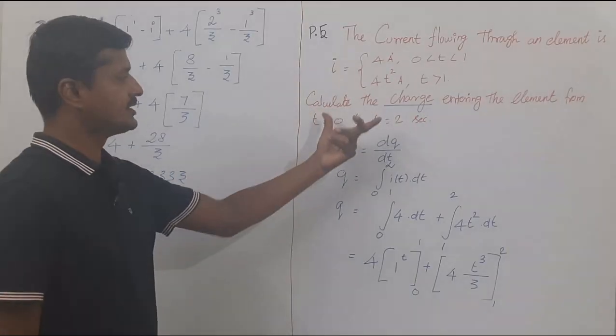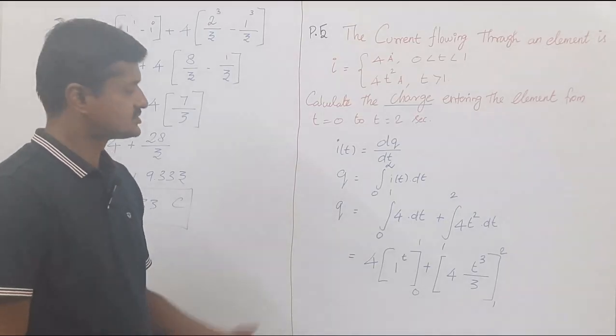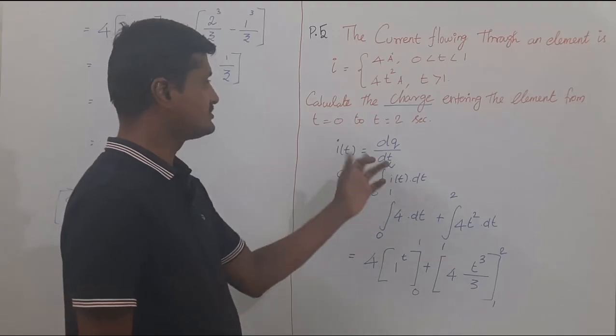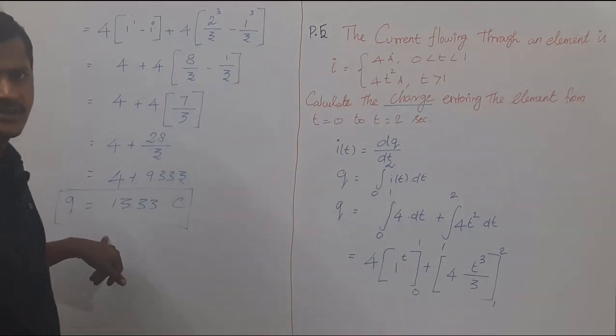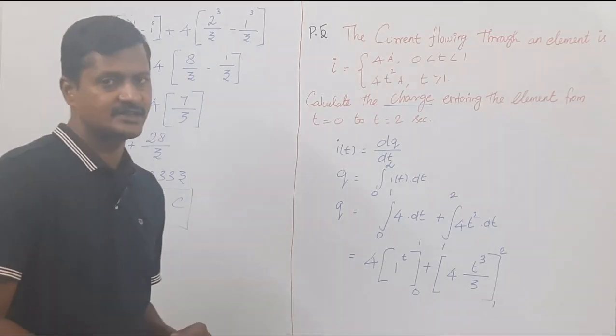So how do we find the charge? We integrate the current over the given time period with the higher and lower limits, and we get the value of the charge, that is 13.33 coulombs. Next, we see the next problem.